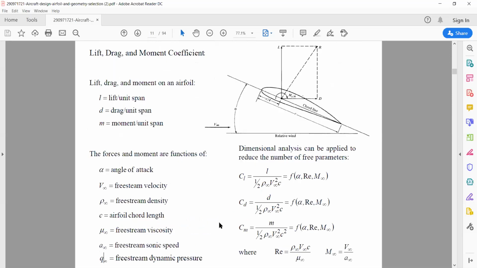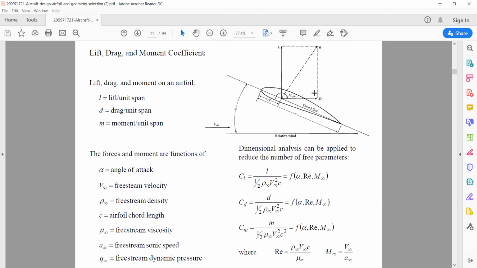So therefore, we look here. These CL, CD, CM are functions of angle of attack, Reynolds number, and free stream Mach number. The Reynolds number tells whether the flow over the airfoil is laminar or turbulent, and about flow separation. How does flow separation occur when air is flowing over the airfoil? With an increase in the angle of attack, flow separation occurs.